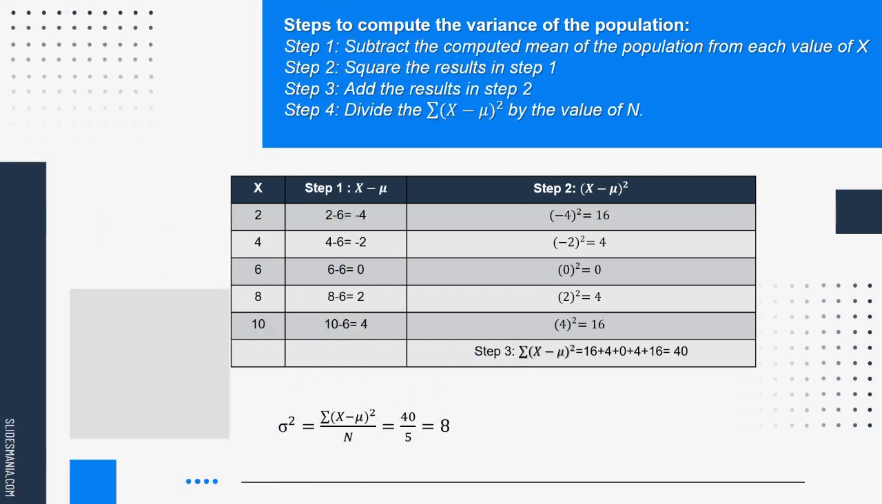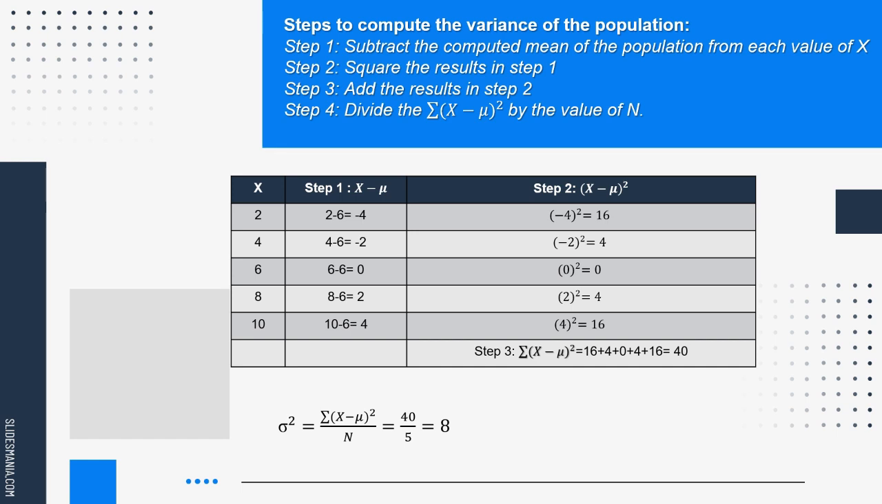Let's construct the table. We have the data, that is the first column, our x, that is 2, 4, 6, 8, and 10. For the step 1, we will subtract the computed mean of the population from its value of x. What is our mean? That is 6. So for 2, that is 2 minus 6 is equal to negative 4. For 4, that is 4 minus 6, that is equal to negative 2.